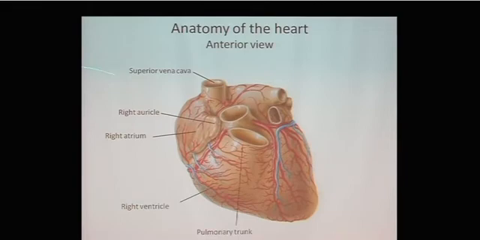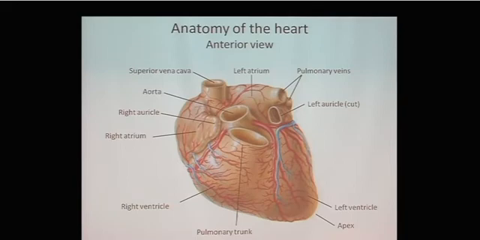So from the right atrium, the blood is moving to the right ventricle and then out the pulmonary trunk, again, as we said, on its way to the lungs. And then coming back through pulmonary veins, which with the pulmonary veins from the other side form the left atrium. The left atrium also has an auricle, or a little ear flap, that increases the capacity of the atrium. And then the left ventricle and the apex, and then again out the aorta.